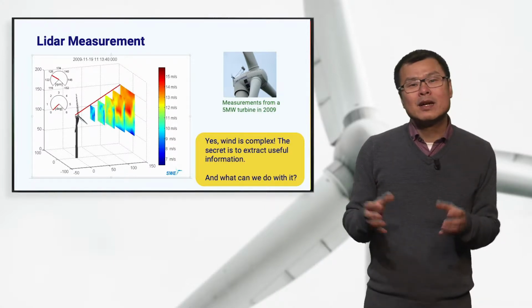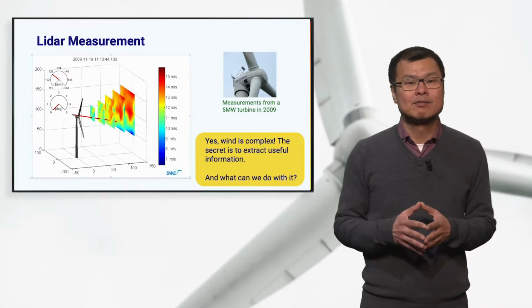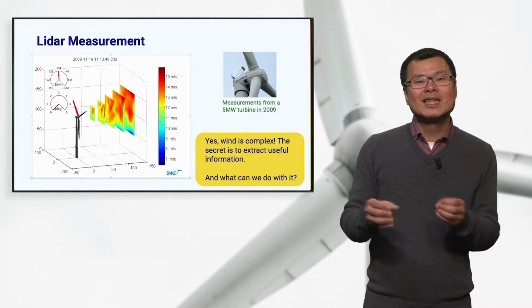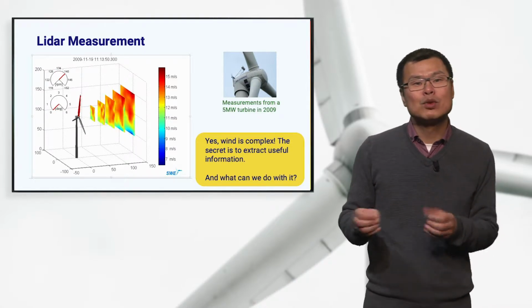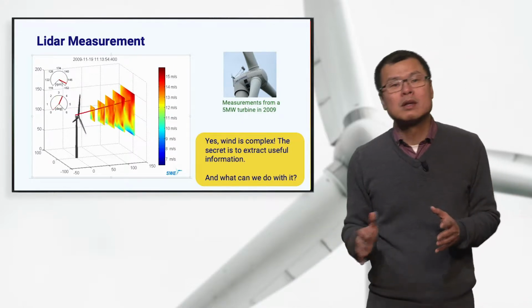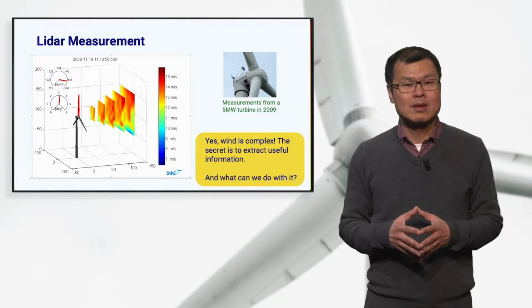You can see here an example of the wind measurement using a scanning LiDAR. Using the LiDAR measurement, you can anticipate the effect of the wind gust and change the pitch angle and the torque before the wind gust actually hits the wind turbine.